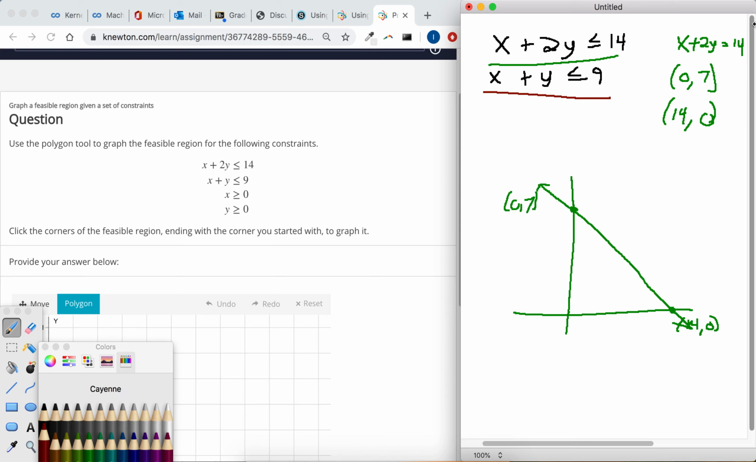Okay. And then we've got x plus y is less than or equal to 9. So let's graph this one. If you plug in 0 for x, you get 9 for y. If you plug in 0 for y, you get 9 for x. So we're going to put a dot at 9 comma 0, and then a dot at 0 comma 9. We can draw a line between those two.